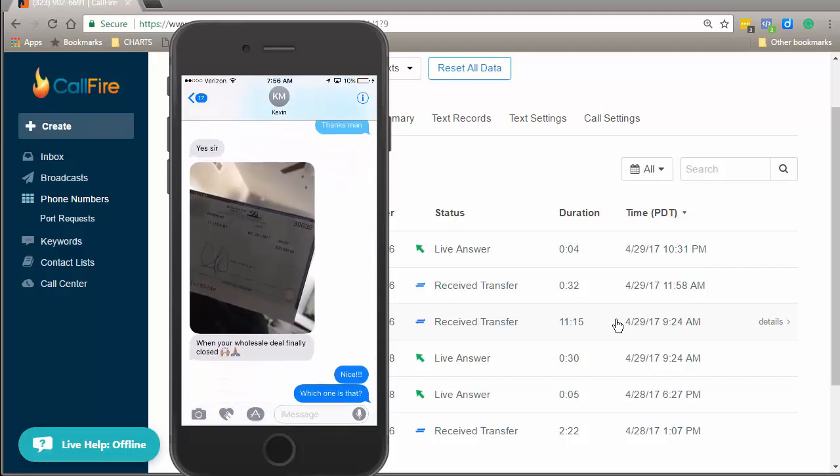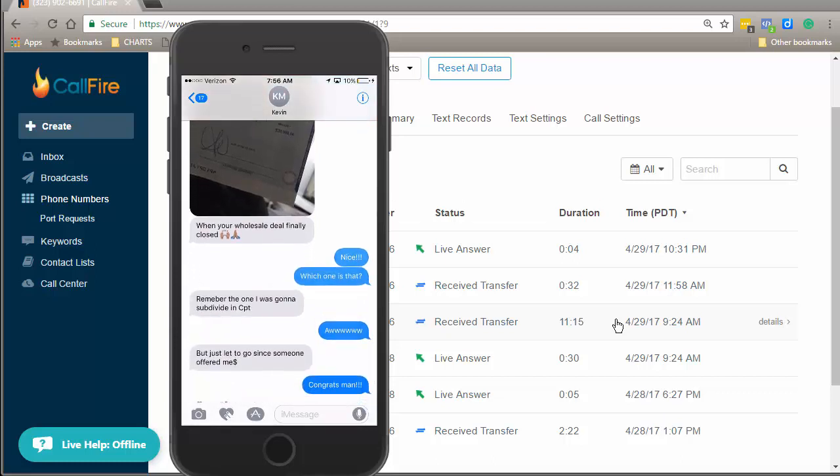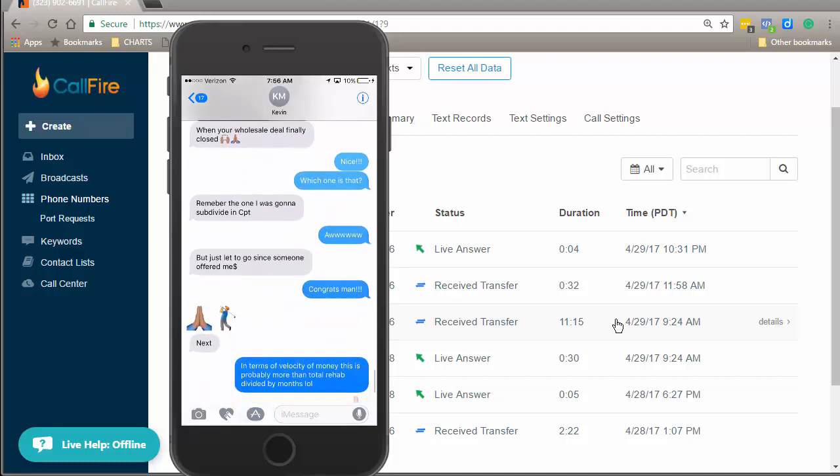And then here's an interesting one. Here's a closing. He's not just a listing agent or doing traditional deals. He also does investing as well, and he's in Los Angeles, right? And here's a check copy of $20,000 that he made on a wholesale deal. And I said, nice, which one is that? And he says, remember the one I got subdivided in CPT? CPT stands for Compton. I said, ah, but it says, hey, just let go since someone offered me money. And I said, congrats, man.